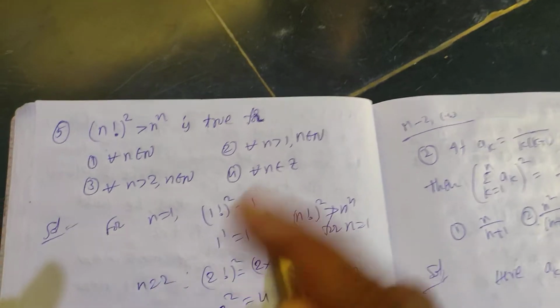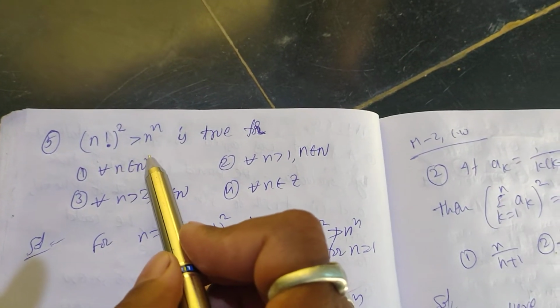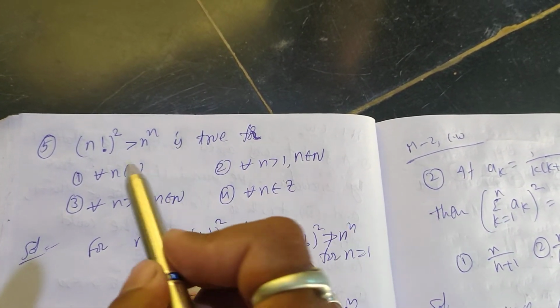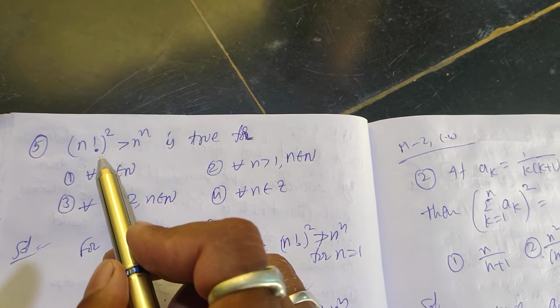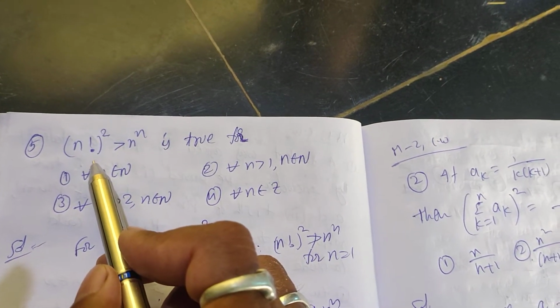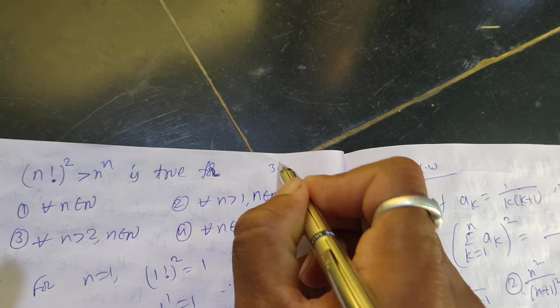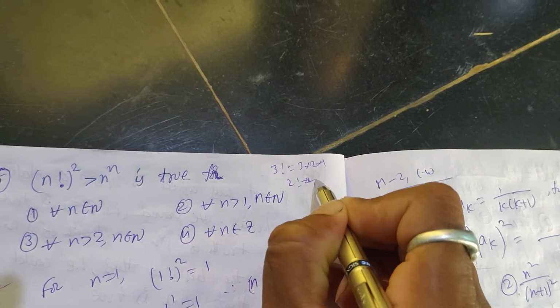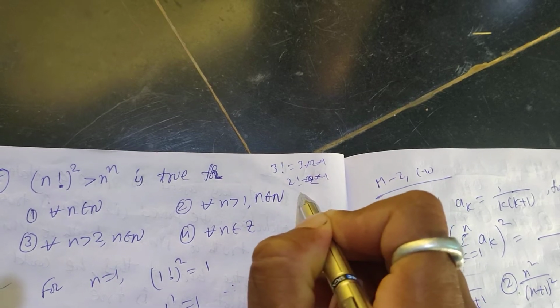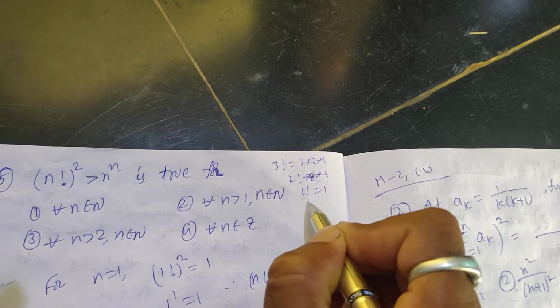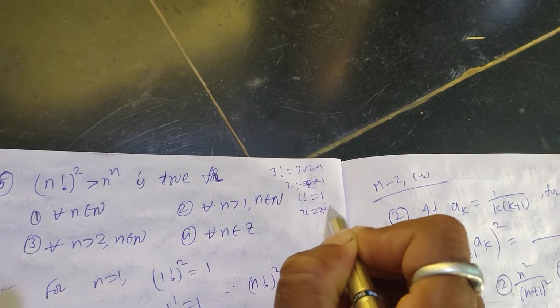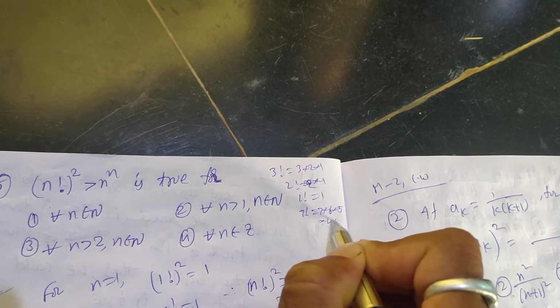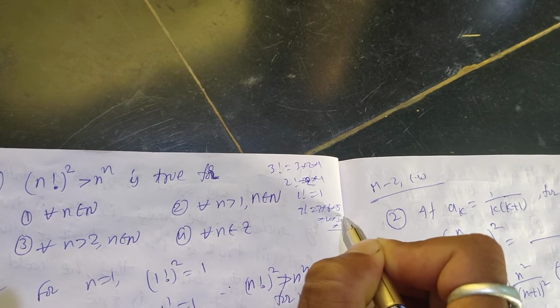Next, fifth question. (n factorial) whole square is greater than n power n is true for... N factorial, we already know, means the product of the first n natural numbers. Suppose 3 factorial is equal to 3 into 2 into 1. 2 factorial is equal to 2 into 1. 1 factorial is equal to 1 only. 7 factorial is equal to 7 into 6 into 5 into 4 into 3 into 2 into 1. Like that we have to write.